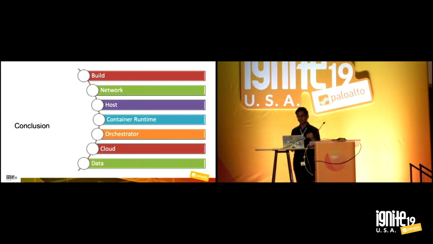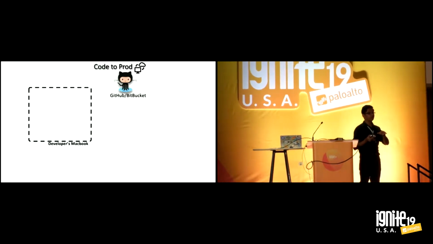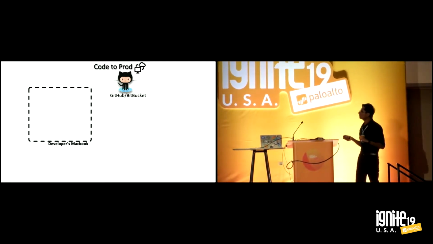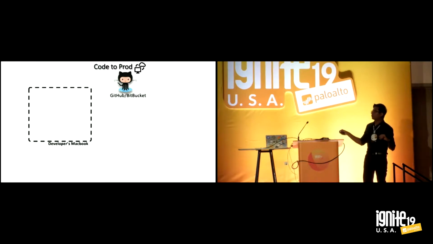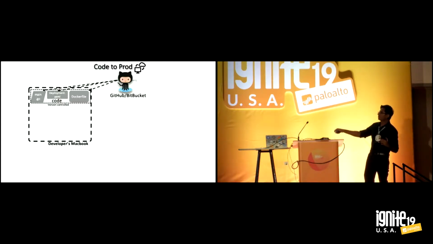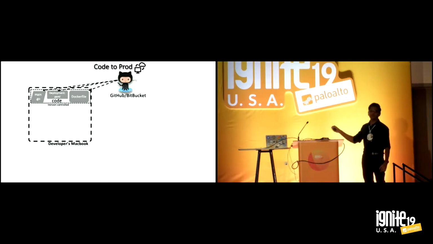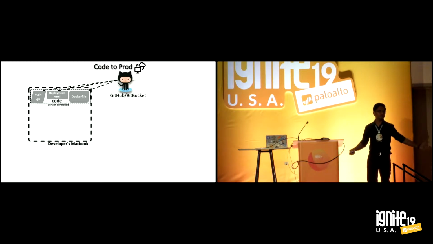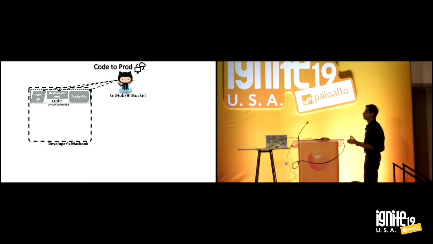Now, before I jump onto the demo, I want to explain the code to production pipeline in a containerized world. What happens is your developer has code checked into GitHub or Bitbucket. She pulls in the code. Main.go is the actual code file. Deployment.yaml is the Kubernetes manifest on how the entire application is going to be deployed. And the Dockerfile has packaging instructions on how this container image is going to be built.